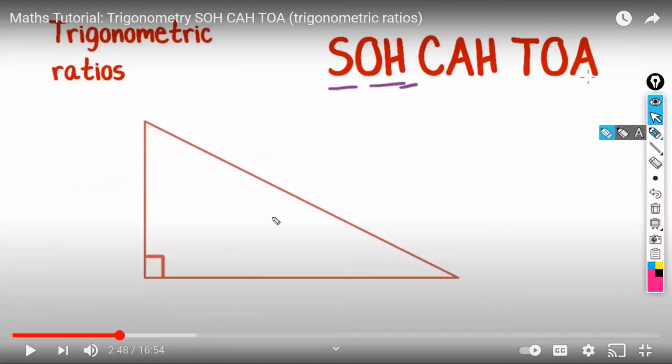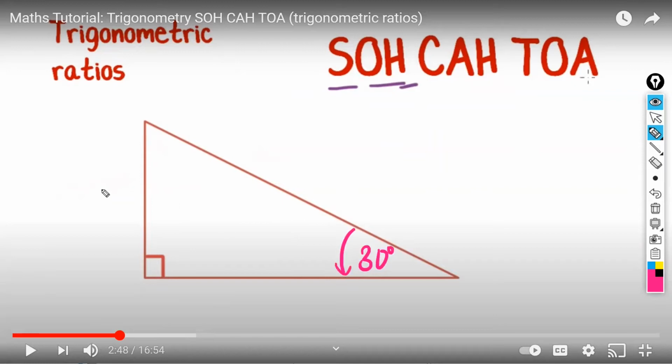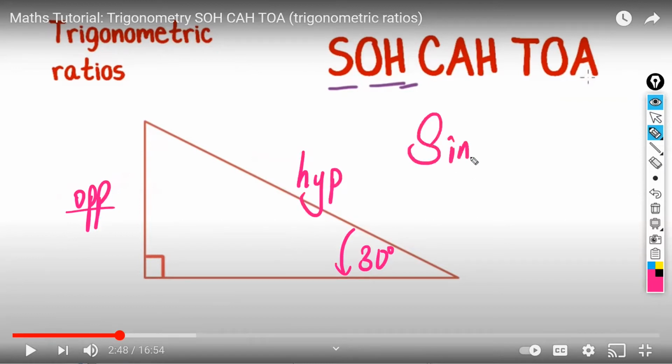Let's leave it like this. So yes, guys, if here is 30 degrees, if here is the opposite side, well, here has to be the opposite side. And here's a hypotenuse, right? Remember, guys, sine of the angle is equal to opposite over hypotenuse.